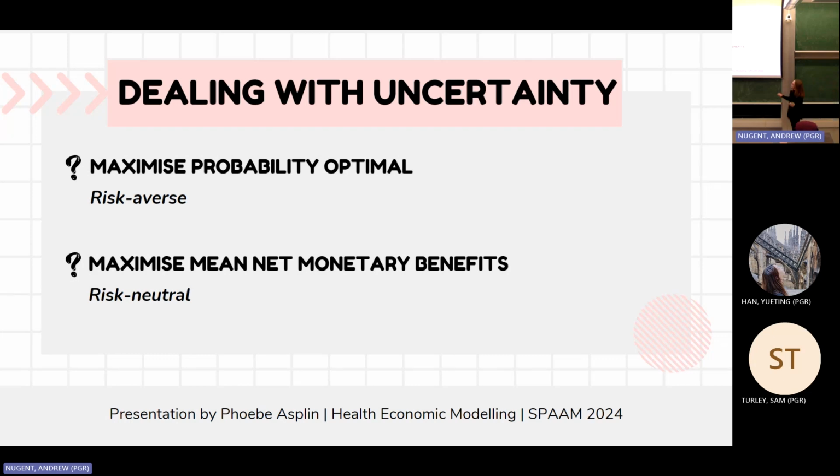We can either run a bunch of simulations and then determine which of our strategies, so the three options in this case being no strategy, or no intervention, infection blocking, and symptom attenuating, has the highest probability of being optimal. So across all of our simulations, which is the optimal strategy most often. And this is a very risk-averse strategy. More commonly, we use mean net monetary benefits. So on average, across all the simulations, which of our three intervention strategies does the best?